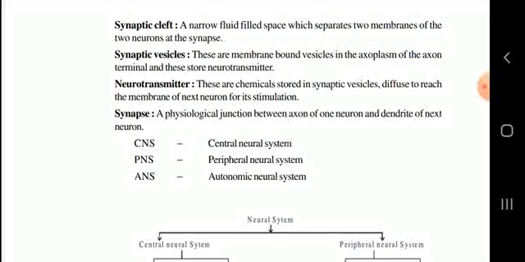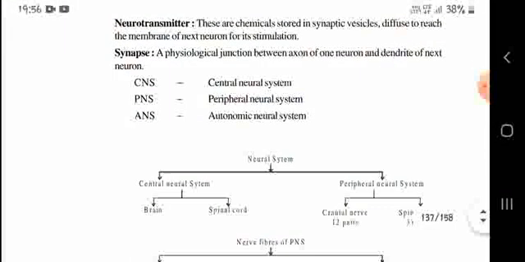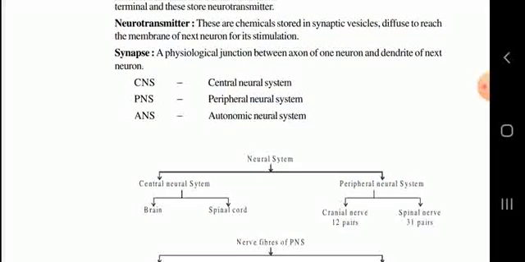Next, neurotransmitters: these are chemicals stored in synaptic vesicles, diffused to reach the membrane of the next neuron for its stimulation or passage of the message. Next, synapse, as you know: a physiological junction between the axon of one neuron and the dendrite of the next neuron.